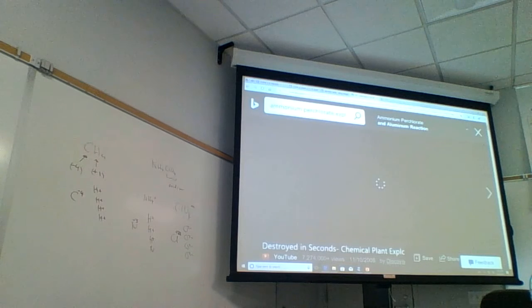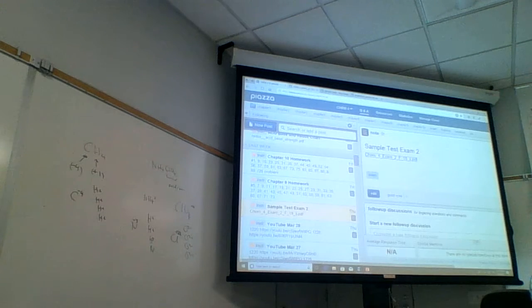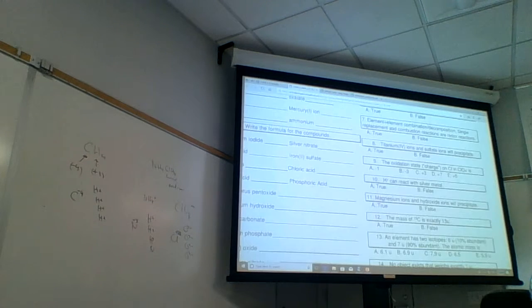All right. That's ammonium perchlorate. It's pretty dangerous. It's a powerful oxidizer, powerful reducer. That's trouble. That's how poor chlorine is in perchlorates. It's pretty poor.